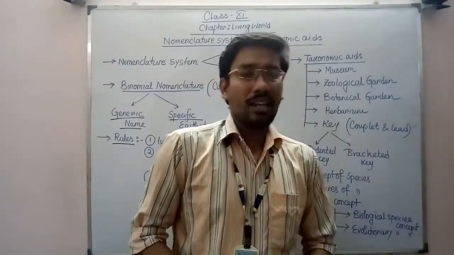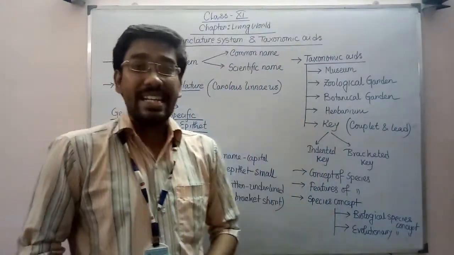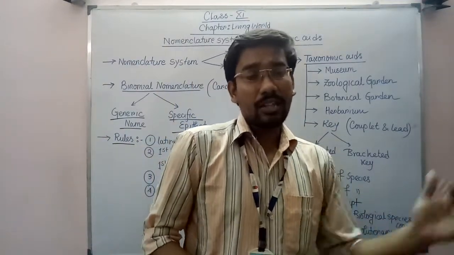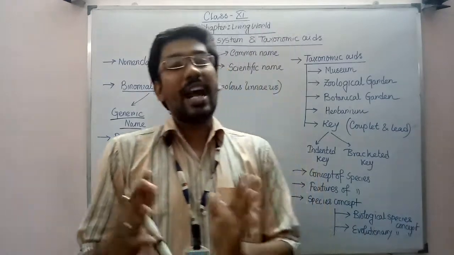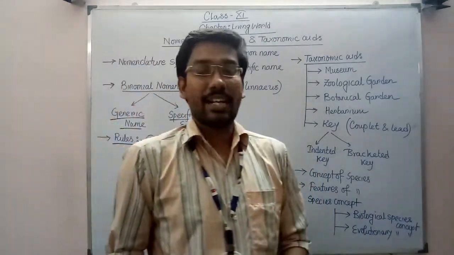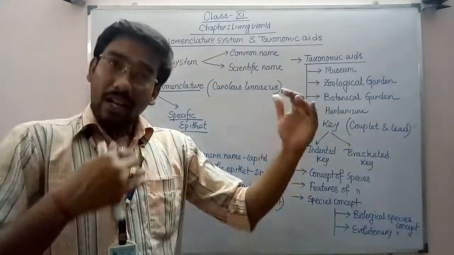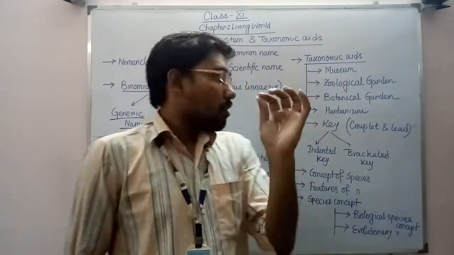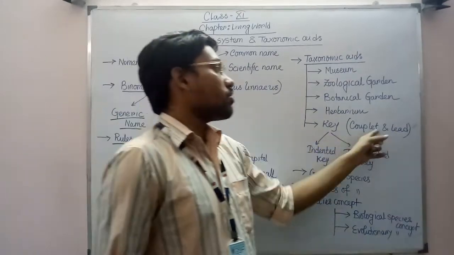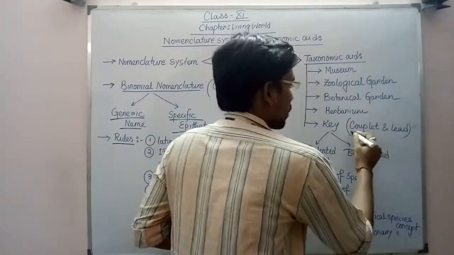Next and the last taxonomic aid you can see here is key. What is key? Key is actually the list of contrasting characteristic features by which you can categorize organisms into different categories or taxa. That specific list of contrasting characteristic features is commonly known as key. First of all, in case of key, two terminologies you have to know properly. One is couplet, another is lead.